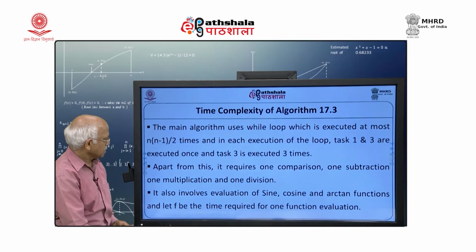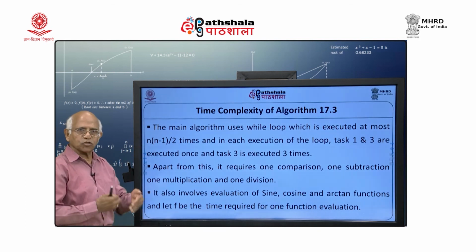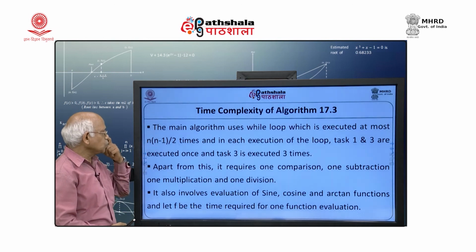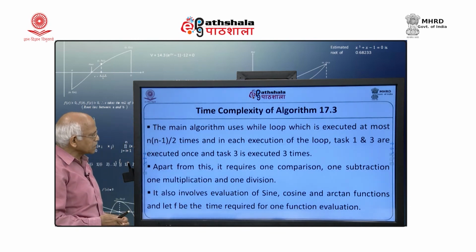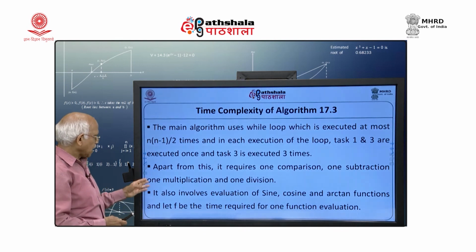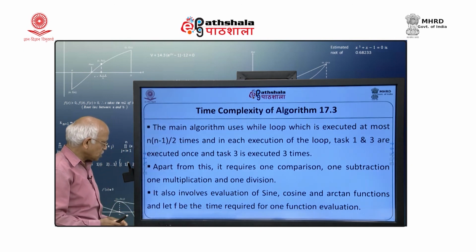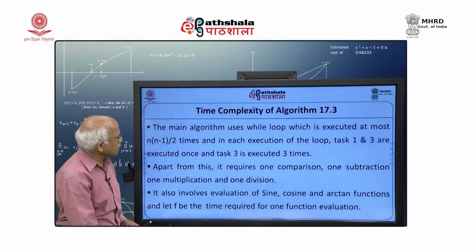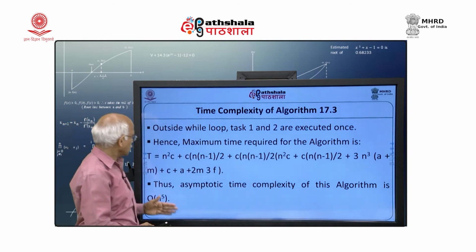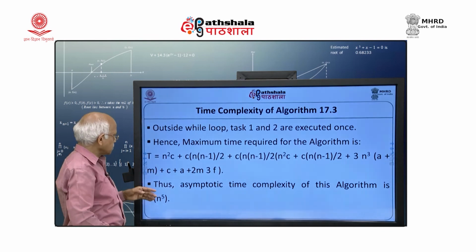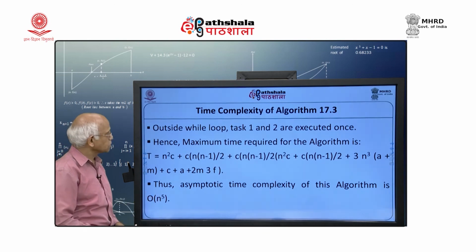The main algorithm uses a while loop, which is executed at most n into n minus 1 by 2 times, because the upper diagonal elements are only this many. In each execution of the loop, task 1 and 2 are executed once and task 3 is executed 3 times, and apart from this it requires 1 comparison, 1 subtraction, 1 multiplication and 1 division operation. It also involves evaluation of sine, cosine and arctangent functions, and let a be the time required for that. Then collectively the time complexity will be n square c plus c into this plus this. We write the time required for each of these, and you can see that the asymptotic time complexity will be order n raised to 5, which is very large. So, this is your Jacobi method.